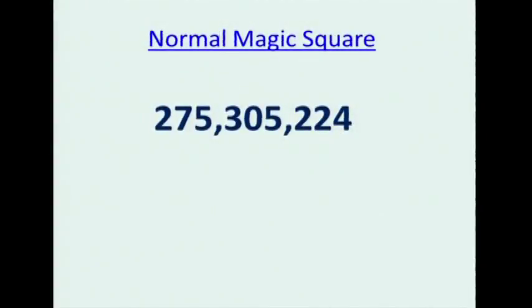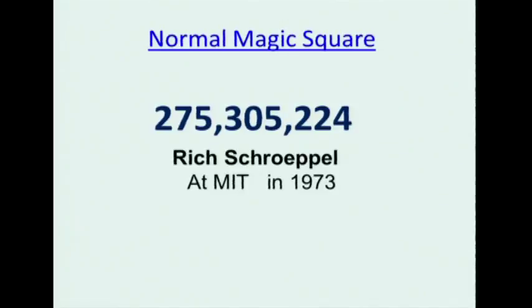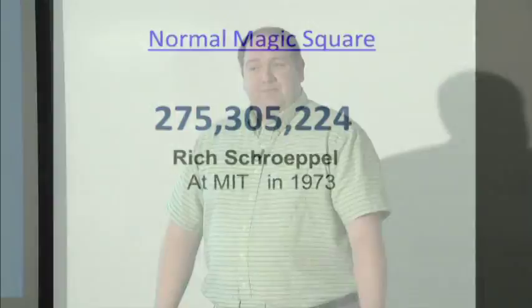All right, so let me think here. 275,305,224. This was discovered by Richard Schroeppel at MIT in 1973. This was when computers were, what can computers do for us? And as it turns out, Mr. Schroeppel and his friends worked in a laboratory that was sponsored by the U.S. Department of Defense, it still is, studying artificial intelligence.